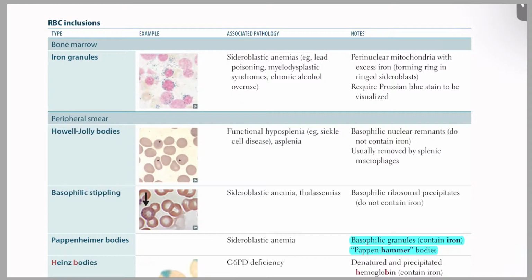RBC inclusions. Type, example, associated pathology, notes. Bone marrow iron granules: sideroblastic anemias, that is lead poisoning, myelodysplastic syndrome, chronic alcohol overuse. Perinuclear mitochondria with excess iron form the ring in ringed sideroblasts. They require Prussian blue stain to be visualized.